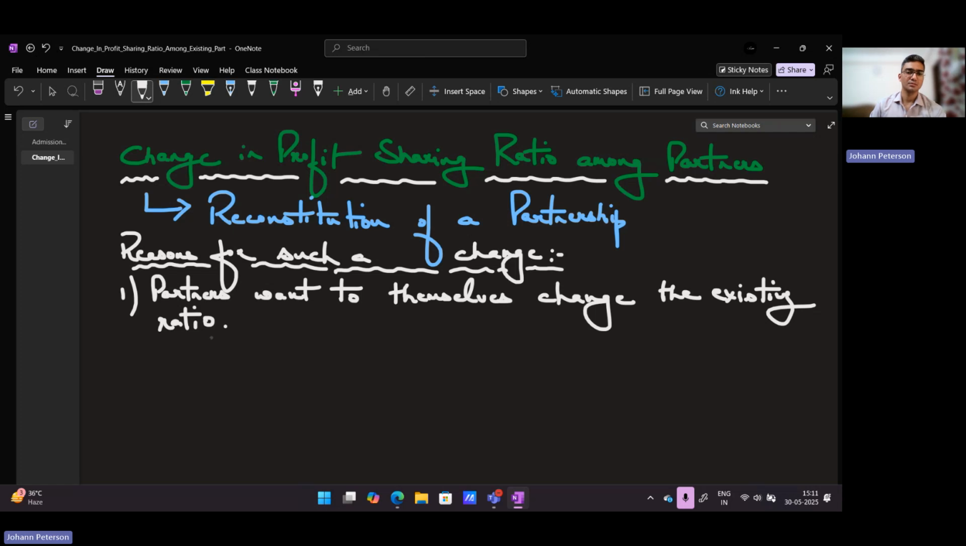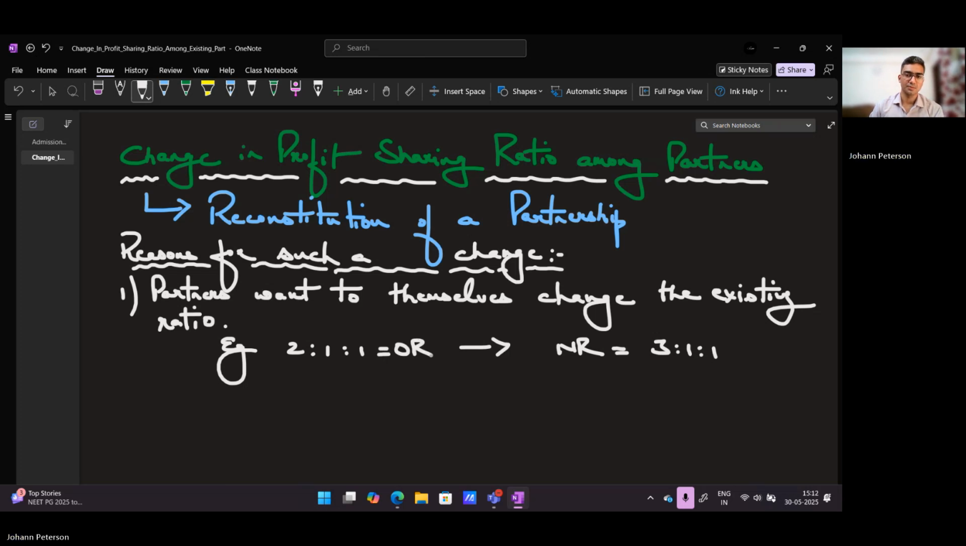At times, partners within this partnership business can say that they want to change their ratio, they want a different profit amount. That means they want to change the amounts which are given to each of the partners. For example, there are three partners, A, B, and C. Their old ratio is 2 is to 1 is to 1, and they convert it into a new ratio, which is 3 is to 1 is to 1. So this could be one reason.